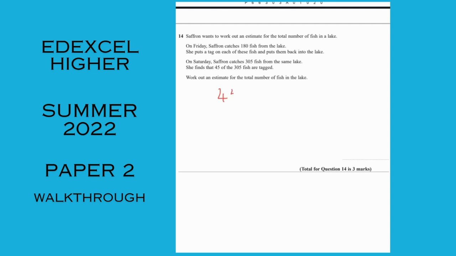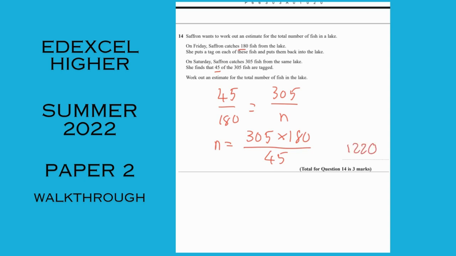I go for 45 out of 180 is the same proportion as the 305 over the population that we don't know. So obviously we can now multiply by n, multiply by 180. So you do 305 times 180, then divide it by the 45, gives you a nice looking answer of the population of 1220.